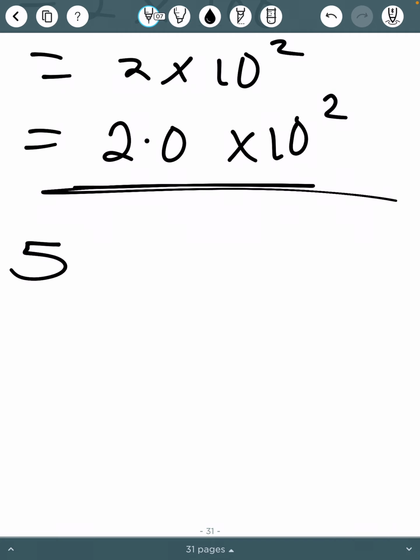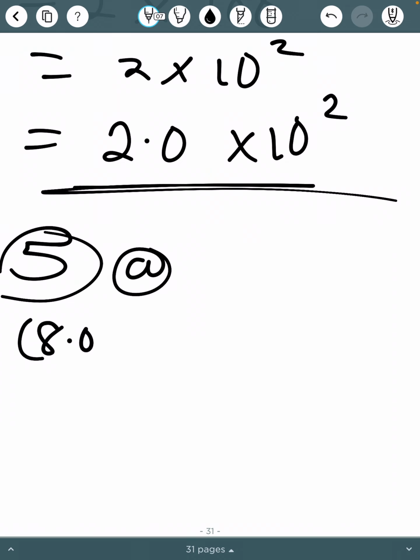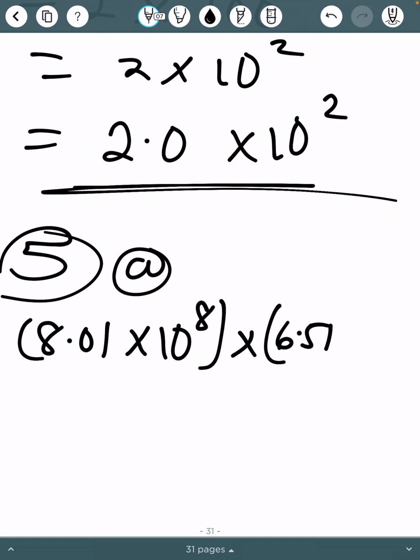So that leaves us with the last question in the exercise. Exercise 4.1, number 5. Question A: evaluate the following, giving your answers in standard form correct to 2dp and 2sf. First question, 8.01 times 10 raised to power 8 times 6.51 times 10 raised to power 5.